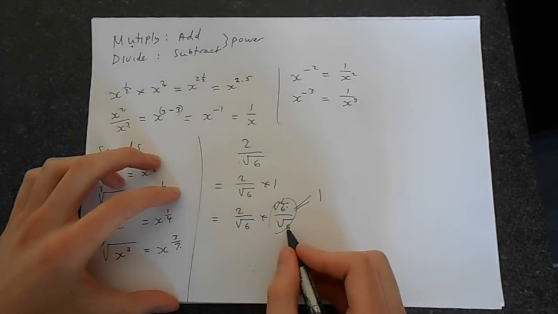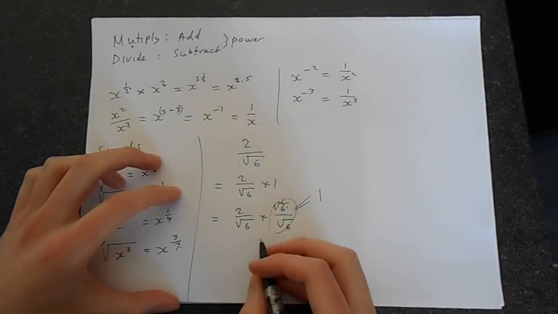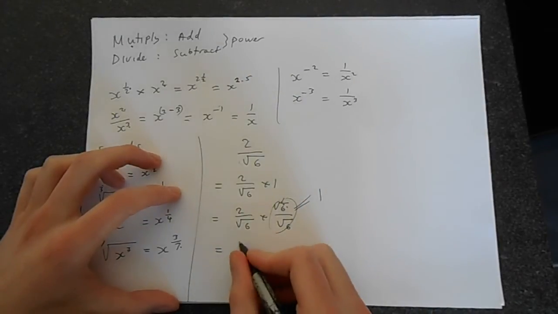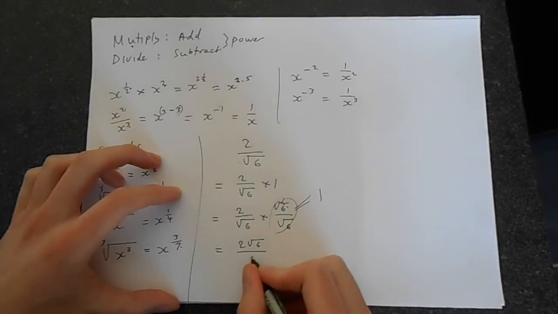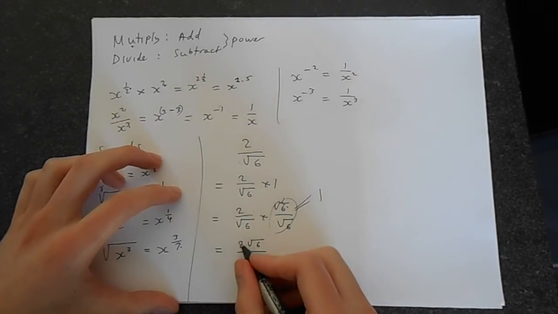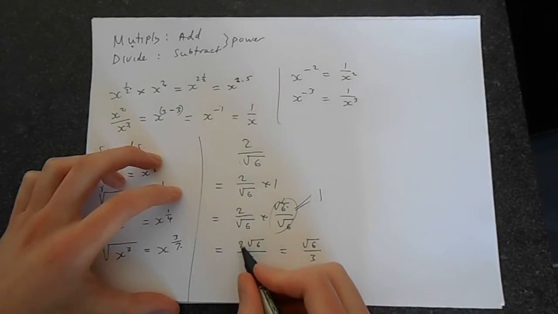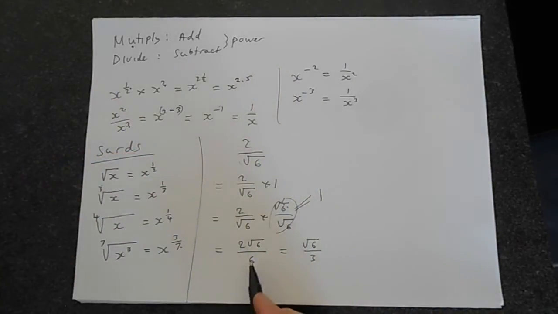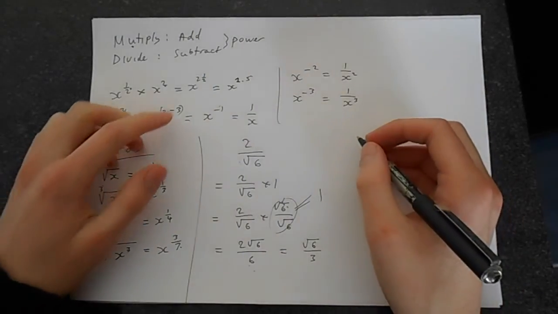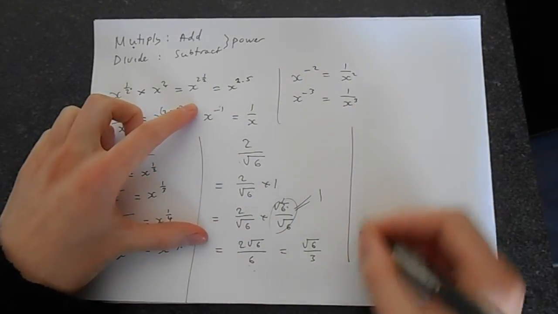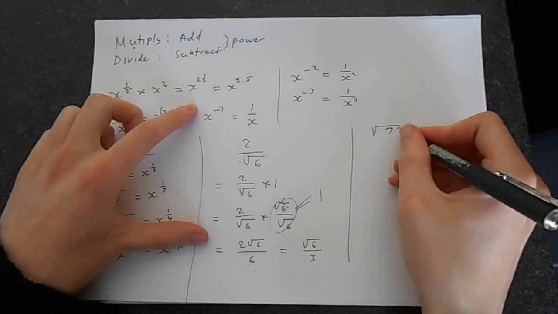And root 6 times root 6 is root 6 squared, which is, of course, 6. The square root just vanishes. And so you end up with 2 root 6 over 6. And you can simplify it. You can say that that's root 6 over 3. You see, we're just combining these. We don't need to multiply the top by 2 and divide by 6. It's easier just to divide the whole thing by 3. These cancel down.